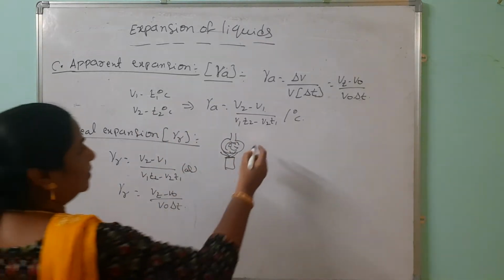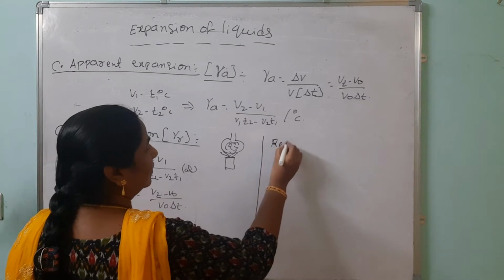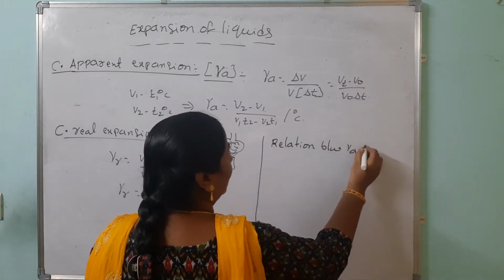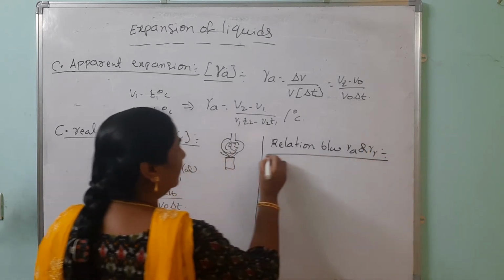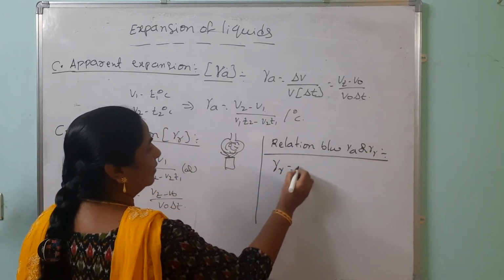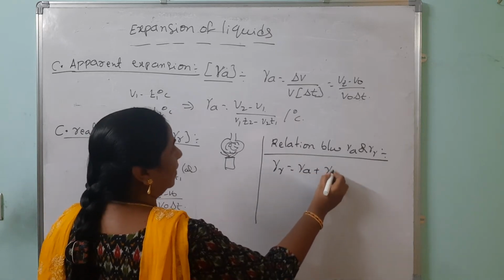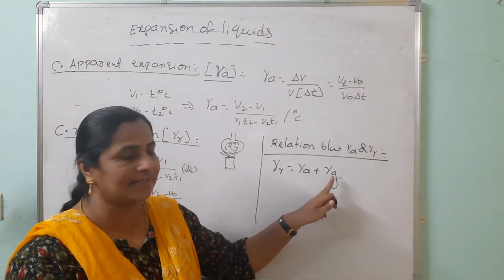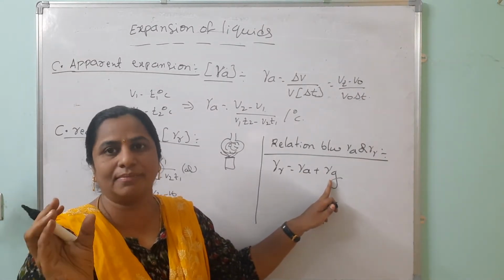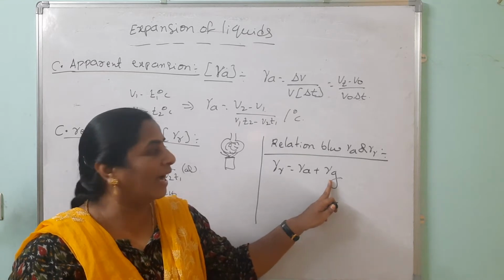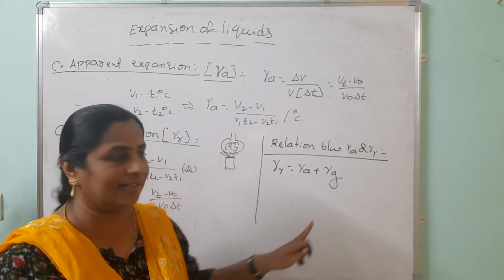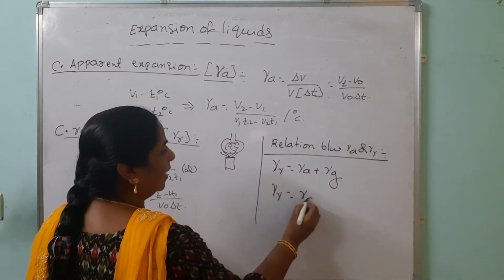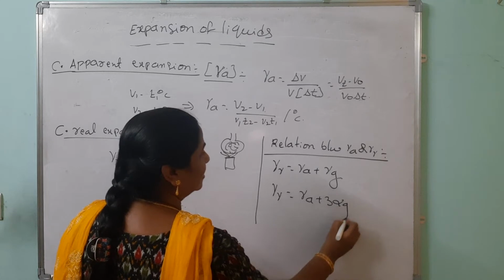Now, what is the relation between them? The relation between gamma A and gamma R is a very important formula. Gamma R equals gamma A plus gamma G. So this is the real expansion, this is the apparent expansion, and this is the glass. Mostly the containers are made of glass only. Otherwise, instead of G we can take C also. But since this belongs to a solid, we can write gamma R equals gamma A plus 3 alpha G also.